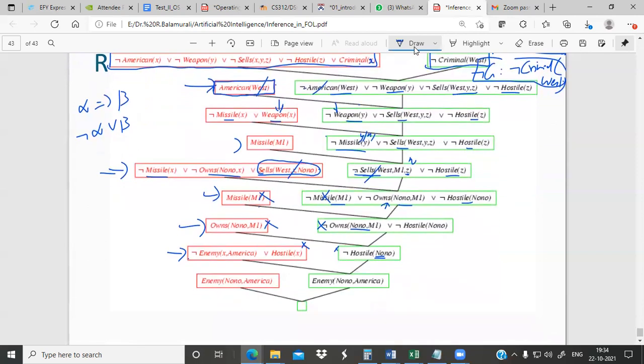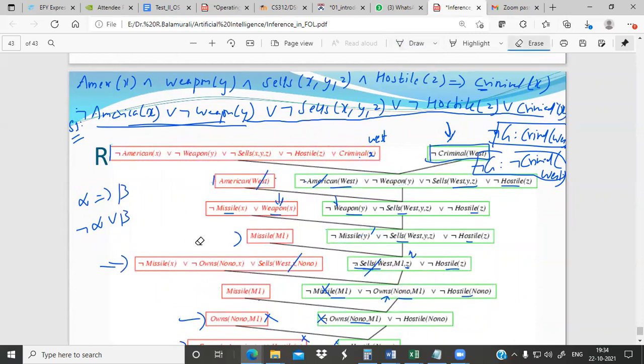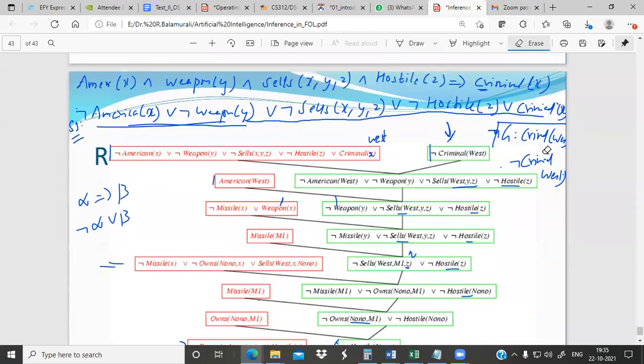I think this is not enemy of Nono comma America. This is not enemy of Nono comma America, and in the knowledge base we have enemy of Nono comma America. So these two things will be cancelled out, and finally we arrive at the null set. So we are unable to infer anything, which means that initially we assumed that West is not a criminal, so our assumption is wrong, which means that West is a criminal. This is how we prove it using resolution.